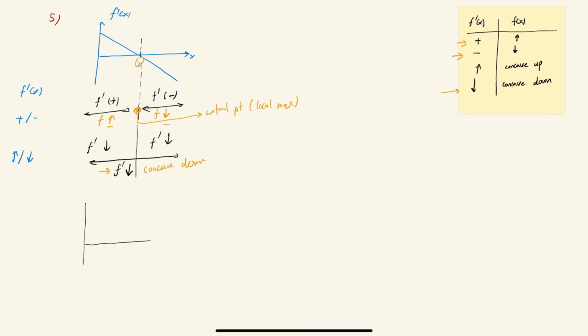Now we are ready to graph our function. Remember, we're going to start at the origin. Remember, at x equal to 1, we're going to have a local maximum. On the first segment, f of x is increasing and concave down. On the second segment, f of x is decreasing and also concave down.